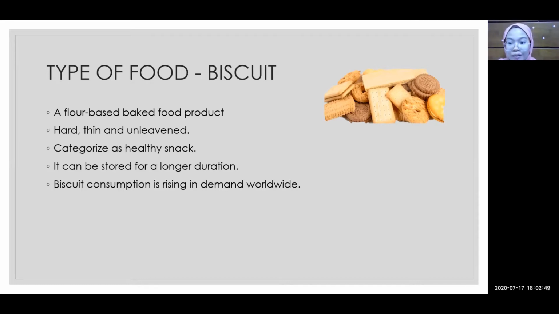Biscuits are also available in a wide range of shapes, colors, and toppings, hence accepted by consumers of all ages. The biscuit price is also relatively low and it is easy to find as a basic food item. Besides, it can be stored for a longer duration, and that is why biscuit has been preferred. Nowadays, biscuit consumption is rising worldwide.